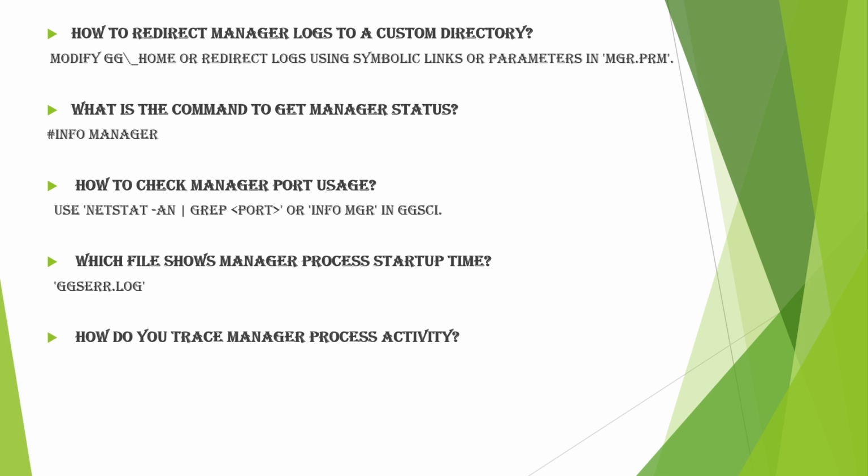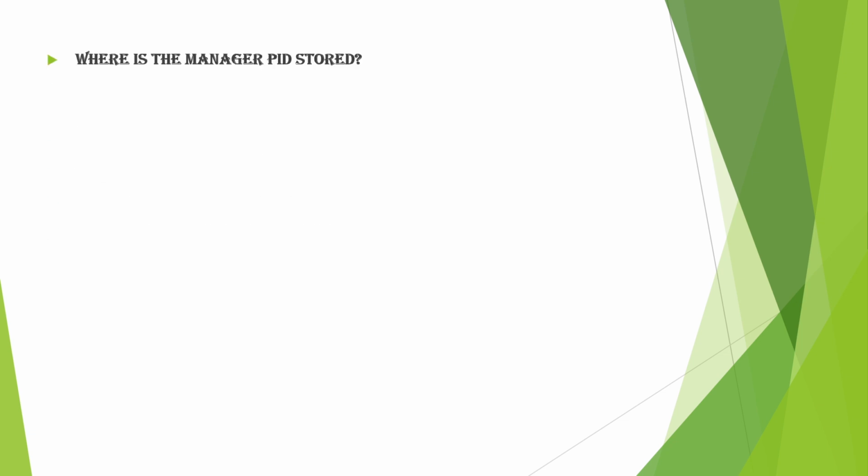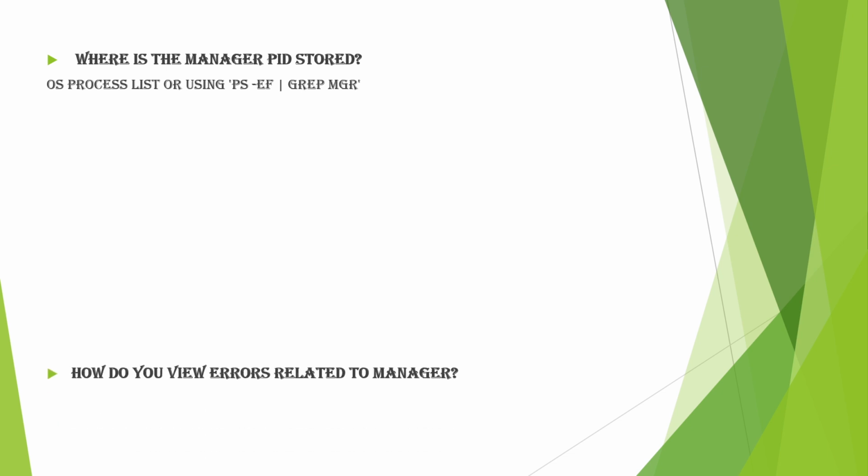How do you trace manager process activity? Enable a trace in mgr.prm, then you can see all the process manager activity at a trace level. Where is the manager PID stored? The OS process list, or using ps -ef | grep mgr will give the PID at the OS level, on Unix, Linux, Solaris, AIX, whatever you are using.